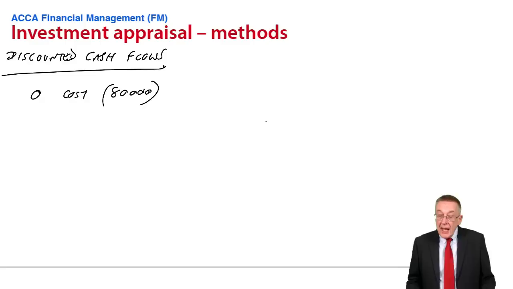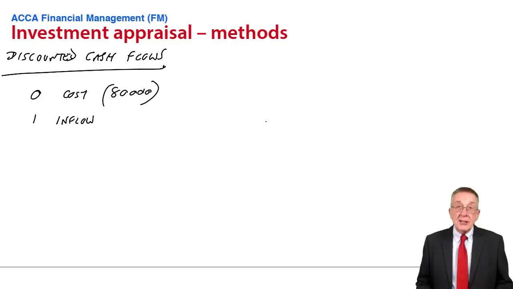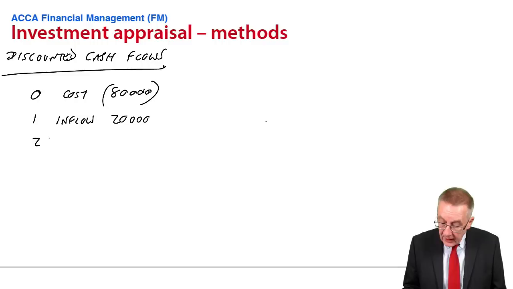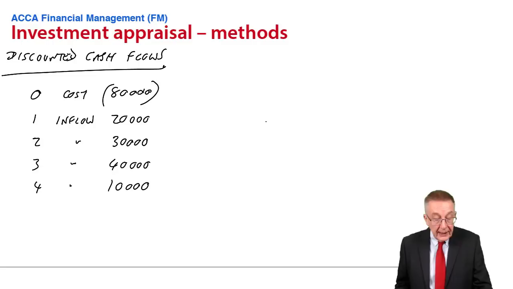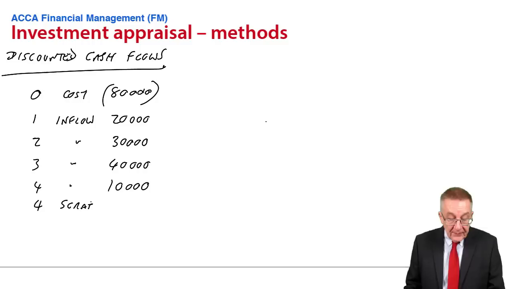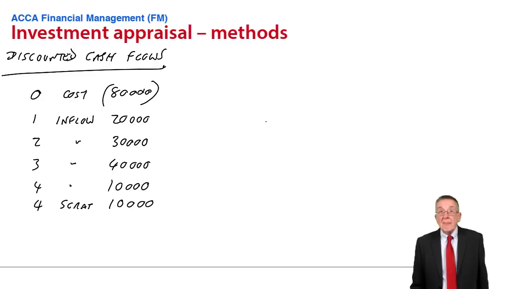And then we've got inflows, the net cash receipts each year of $20,000, 30,000, 40,000, 10,000, and then an extra cash receipt in the fourth year, because at the end of the 4 years, we're going to scrap it. And the scrap value at the top of the question, 10,000. Well, those are the expected cash flows.